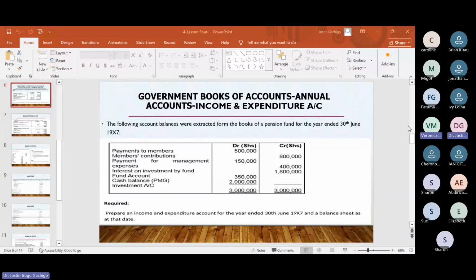Mwalimu, I think it's clear. We only need to go through it again, and as we try the assignment, we will be able to internalize and be good in it.